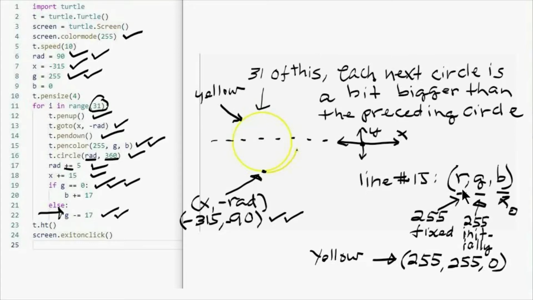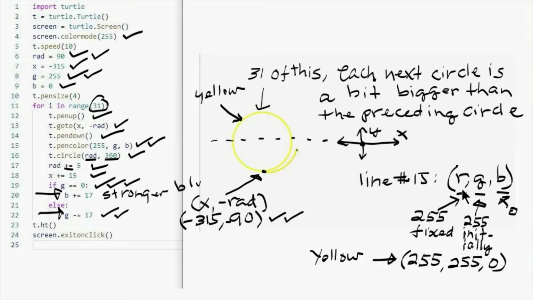So if our G becomes 0, it is the B that we are manipulating now. We will add 17 to the initial 0. Look at line number 9. Our B is 0. So our B will little by little become bigger in number. So the blue will become stronger. Stronger blue.